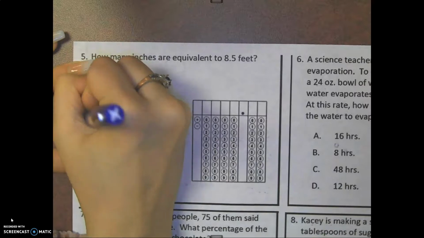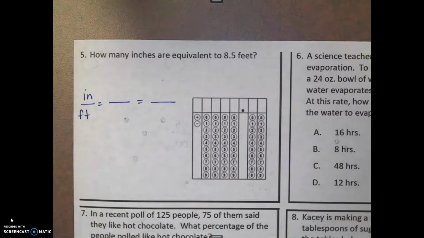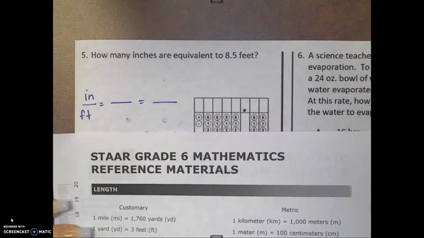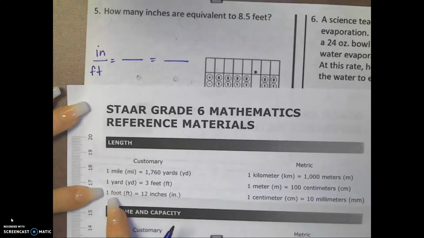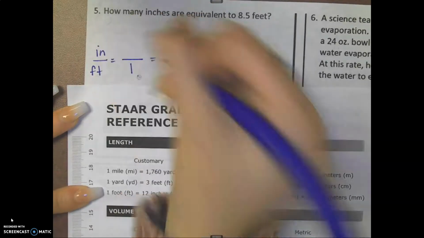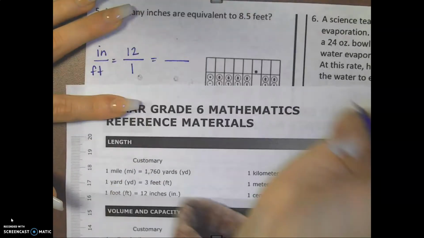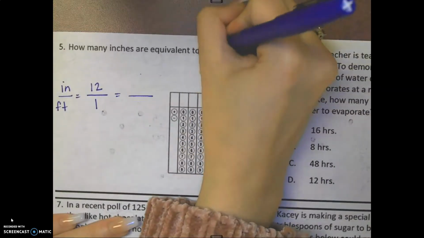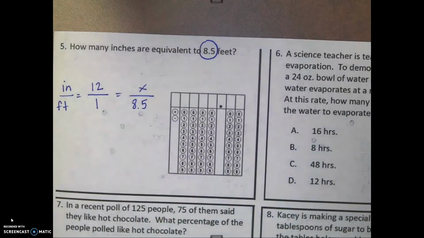So I'm going to start with my units. And then remember, the middle part of my proportion is information that they give us. They don't give us any information, but we are converting, so we're going to use our chart. That is where we're going to get our information from. So we're looking for something with inches and feet, which is here. So 1 foot is going to go on the bottom, and that equals 12 inches, so 12 goes on top. And then we don't need this no more. 8.5 feet, my feet are on the bottom, so it goes here, and we're looking for the top.